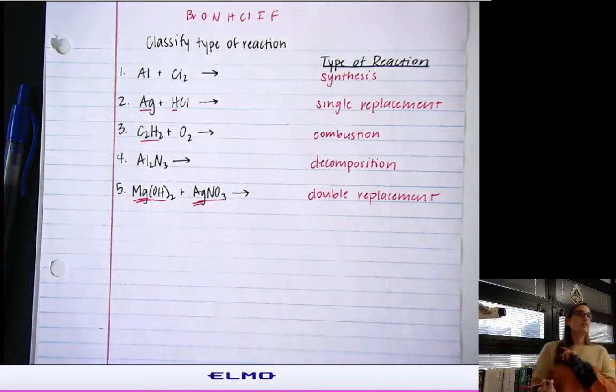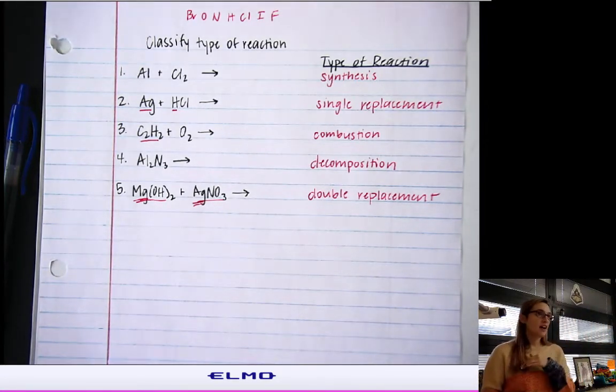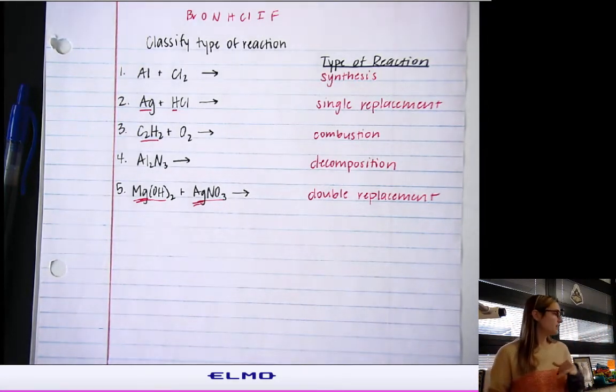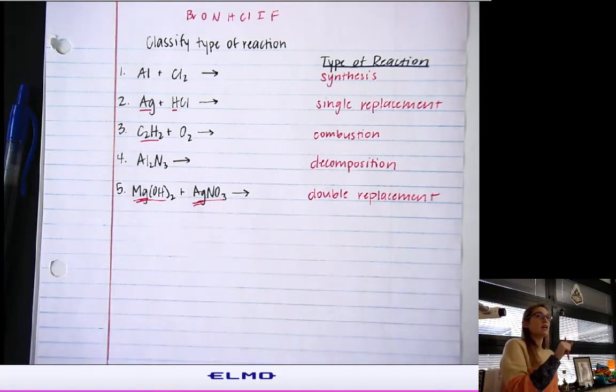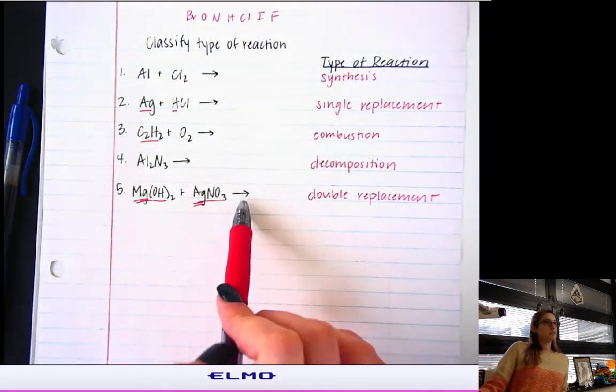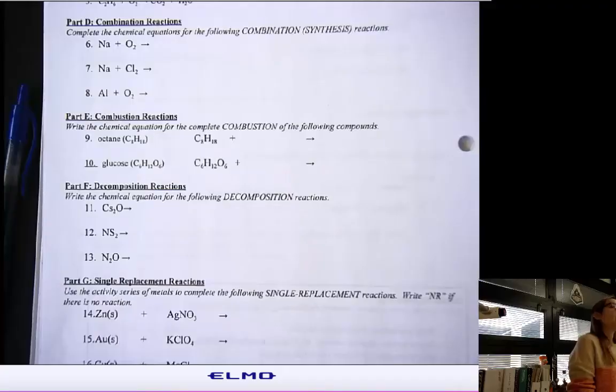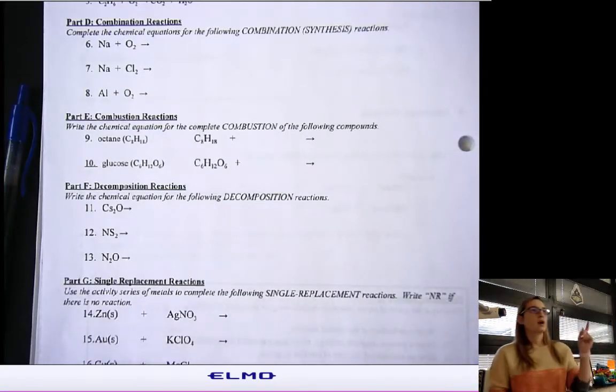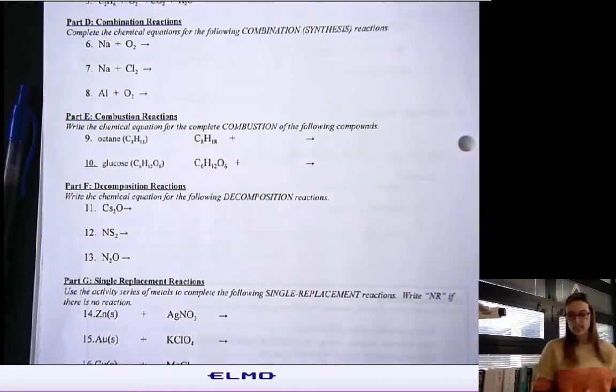So again, the point of doing this was to classify or be able to figure out the 5 types of reactions. What we're going to do today is we're going to actually look at predicting products. So how can we actually predict the products of each of these reactions? We're going to do one of each so that you have an example, and then you'll be able to go back through and practice.